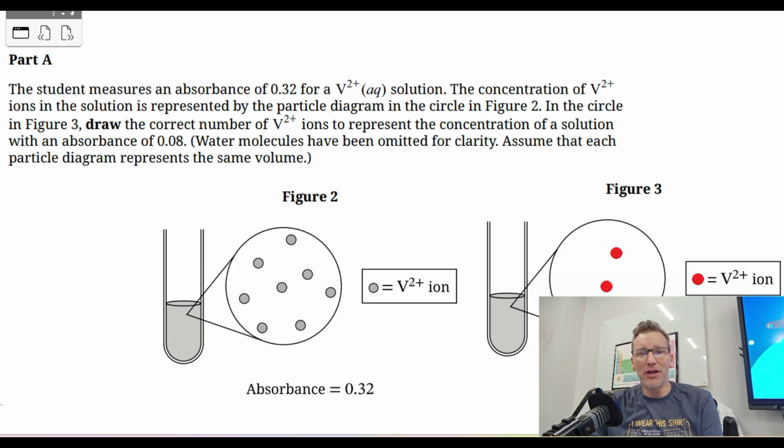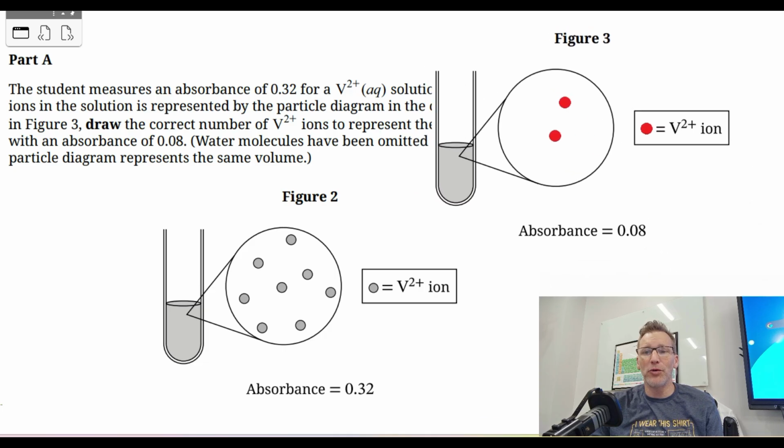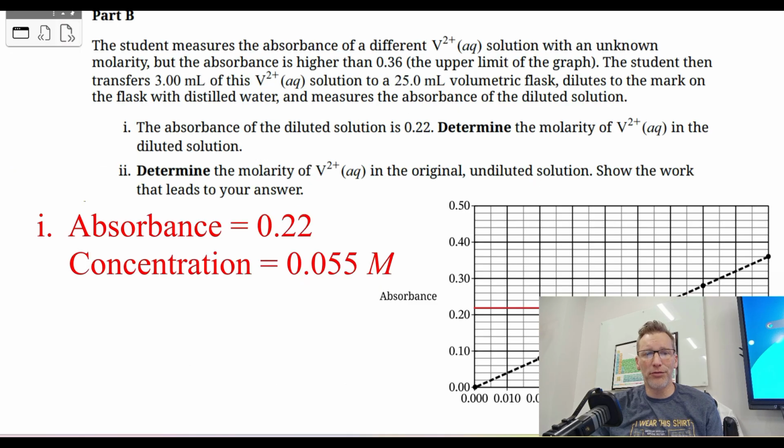Just saying proportionally, 0.32 to 0.08, that's dividing by 4. So we're going to divide the number of particles by 4. We're only going to show 2 particles of the V+2. And that's what you had to draw in figure 3.